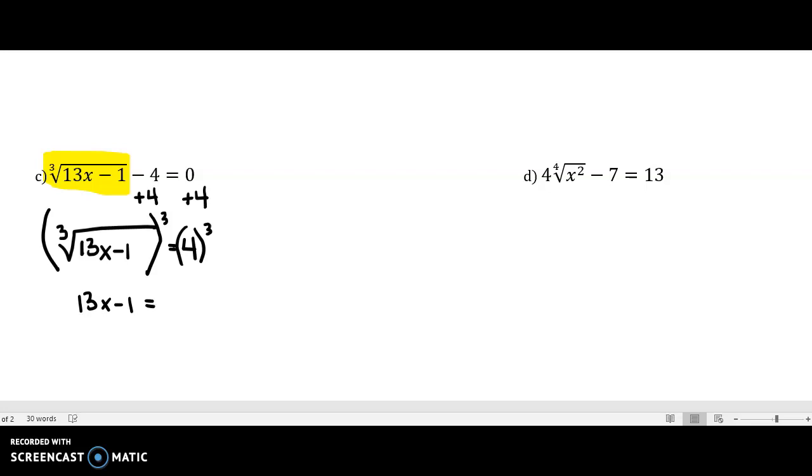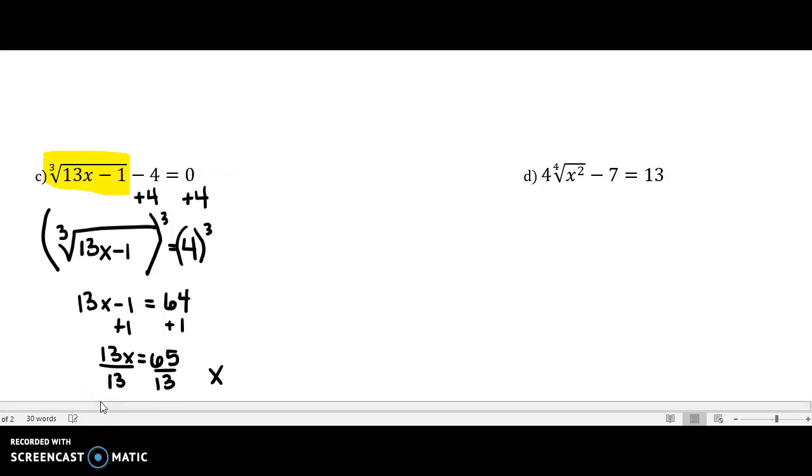And 4 to the third power, which is 64. Now you're just solving this like a two-step algebraic equation where I'm going to undo the minus 1 by adding plus 1 to both sides. Gives me 13x equals 65. Divide both sides by 13. So x equals 65 divided by 13 gives me 5.